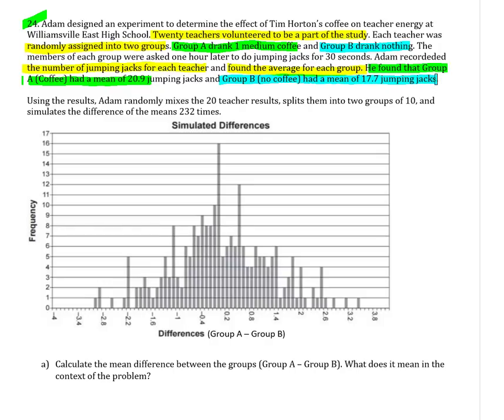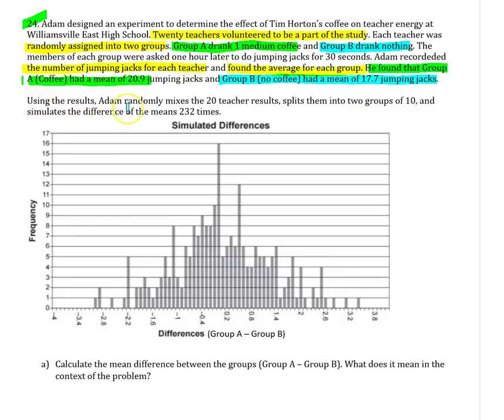So right now you're observing a difference between the means, or the difference between the two groups. But you're just not sure if that difference is significant enough. Okay? So keep in mind that every teacher right now has a number of jumping jacks. So every single person in the green group, the coffee group, had a number of jumping jacks. We added up all 10, divided by 10, and we came up with an average. Everybody in the no coffee group had a number of jumping jacks. We added them up, divided by 10, got their average.